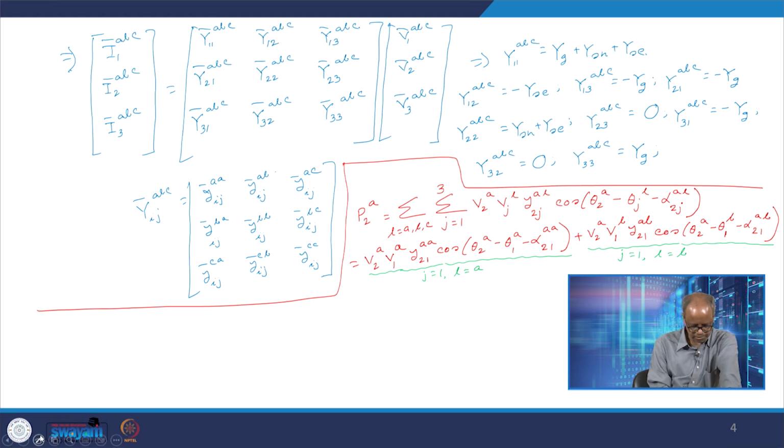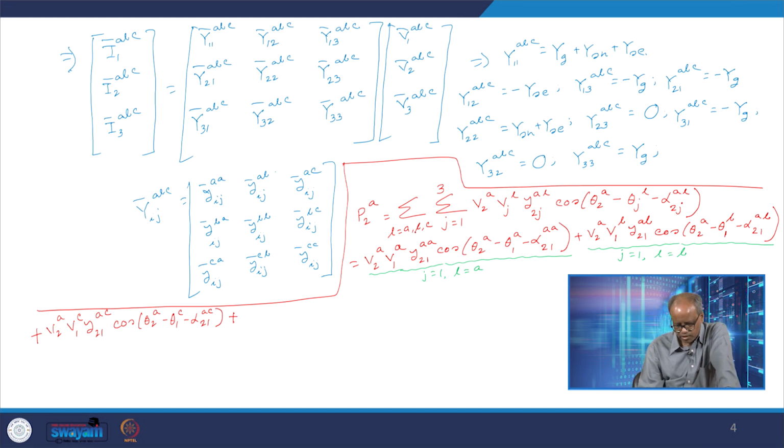Then plus, now I put j is equal to 1, L is equal to C. So V2A, V1C, Y21 AC cosine theta 2A minus theta 1C minus alpha 21 AC, right?